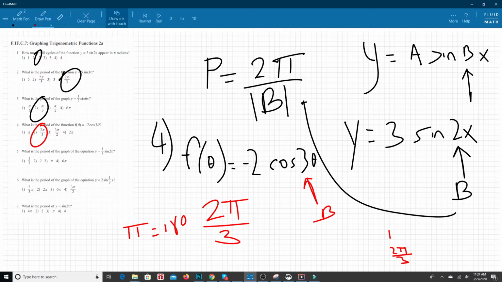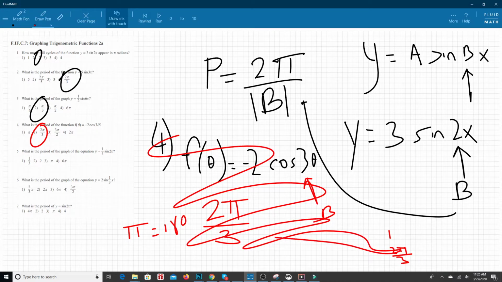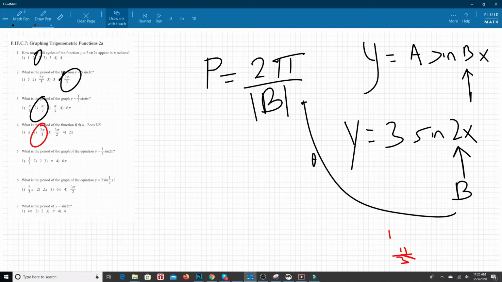Any questions? Let me know. All right, so no question. Let me move on to question 5 then. Erase all this right here. It's good stuff. Okay, I need a little more space.